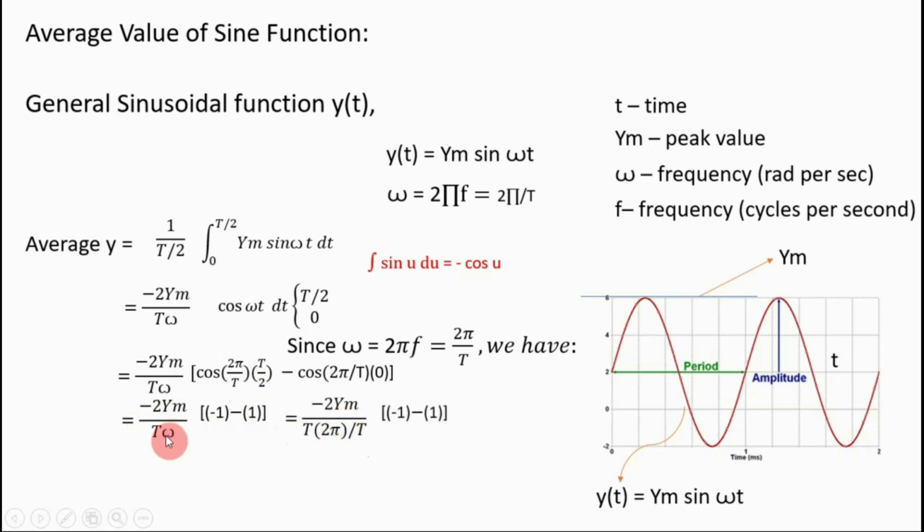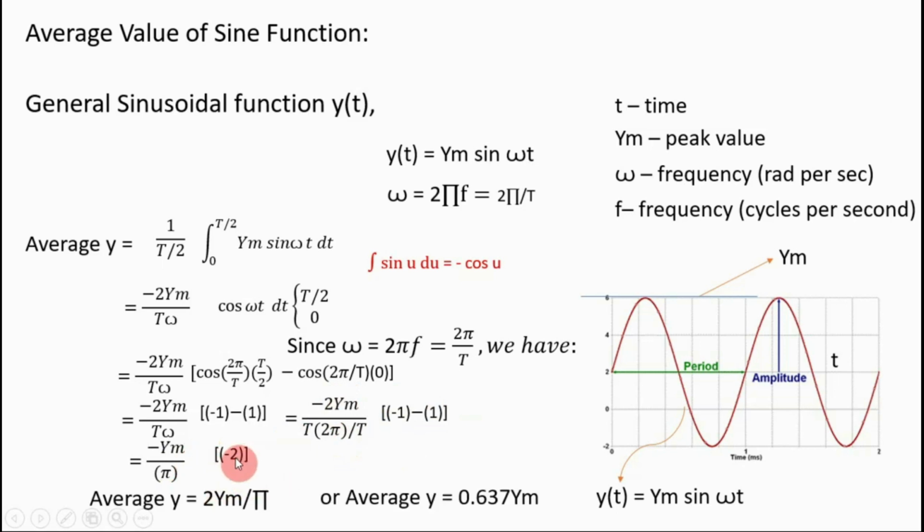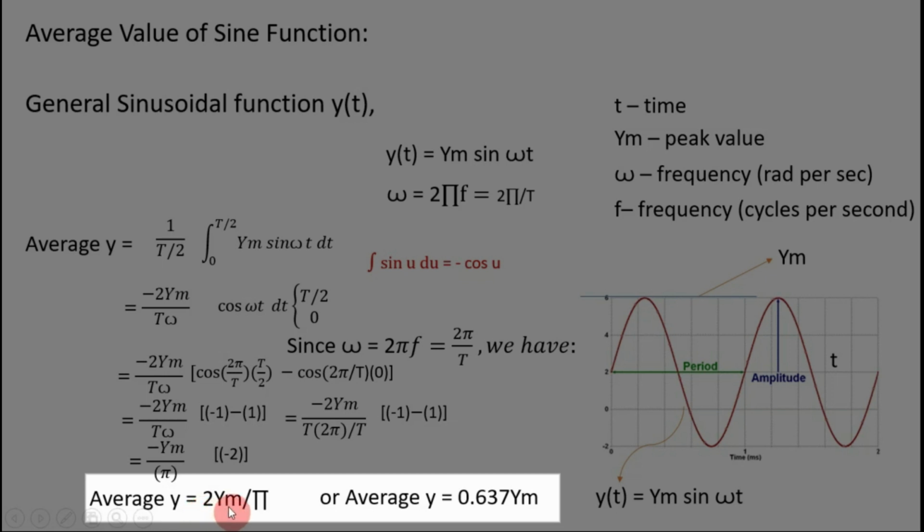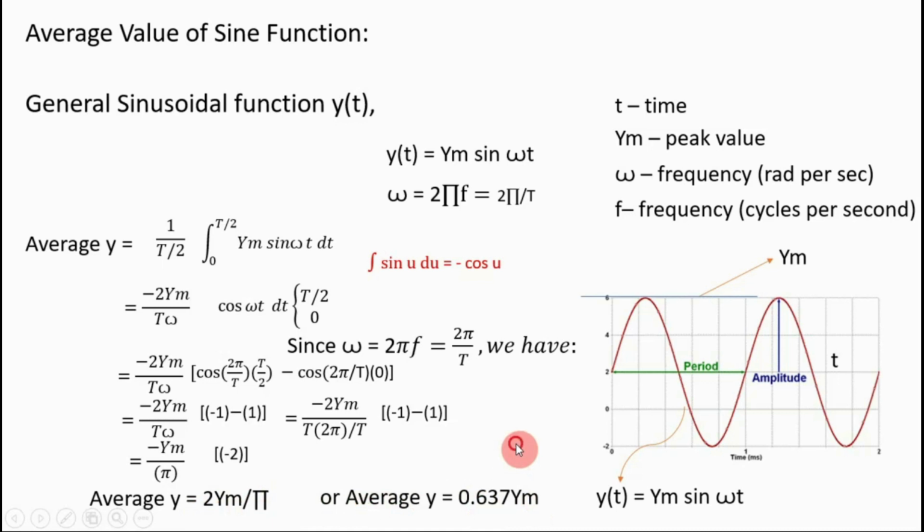Okay, but we substitute here again 2 pi over t. It will cancel out here, t and t, also with the 2, and what remains is negative 2 times negative ym over pi. So the result will be this one, and negative 2 times negative ym will be positive. So the average y value is 2ym over pi, or if you get the decimal value, that is 0.637 ym, or the maximum peak. That's for the average value of the sine function.